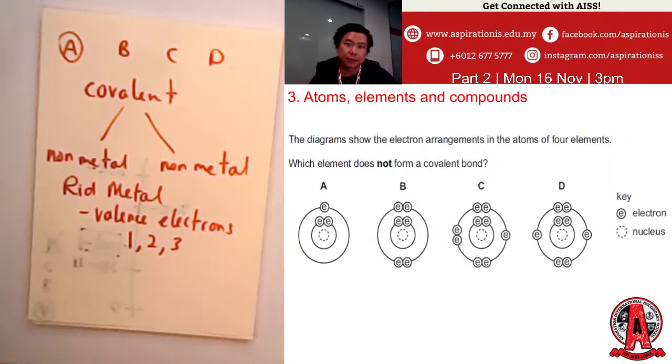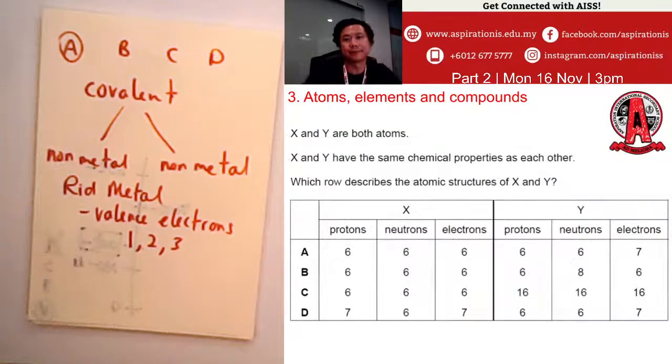B, the valence electron is 4, so it's a non-metal. C is 7, so it's a non-metal. And D is 6, so it is a non-metal. So B, C, D, they are non-metals and they can form covalent bonds by sharing electrons. Okay? Moving on.